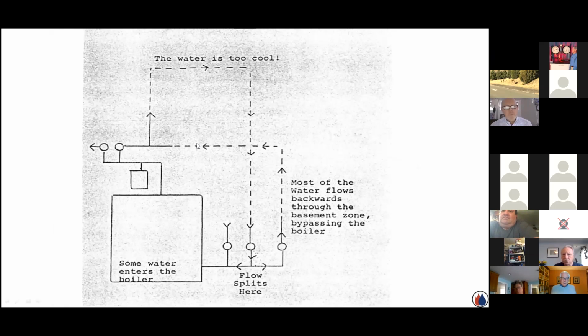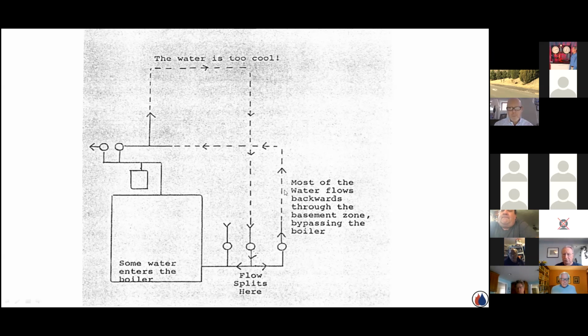When the second floor zone was calling and the basement zone was off, this is what would take place. Remember, high pressure here on the discharge wants to get back to the suction of that pump. When he hits that T, he has 2 options. He can go through the boiler and pick up some BTUs, pass through the flow control valve up to the second floor to get back to the suction of that pump. But he also has this option.